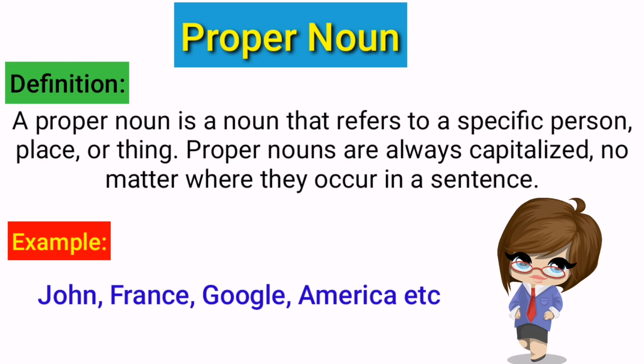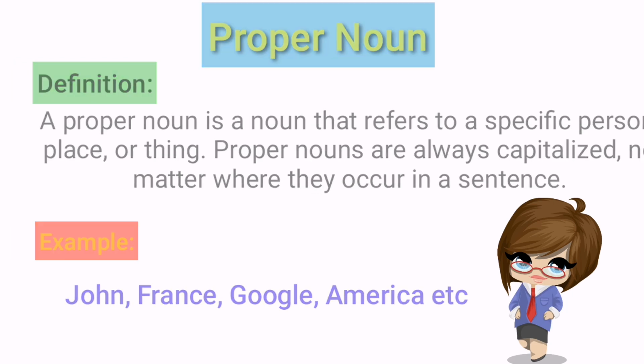Like, John is a proper noun because it is a specific name given to a particular person. It distinguishes that individual from others with different names. And France is a proper noun because it is the specific name of a country. It is capitalized to distinguish it from the common noun, country, and to refer to the specific nation.